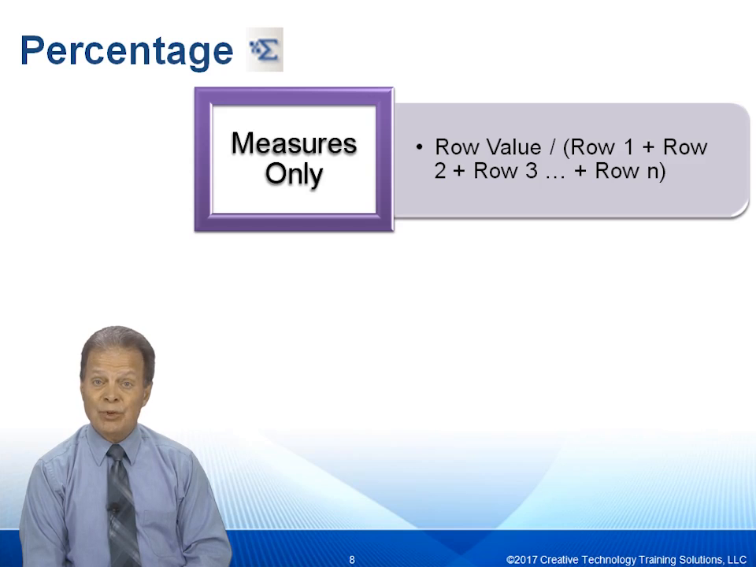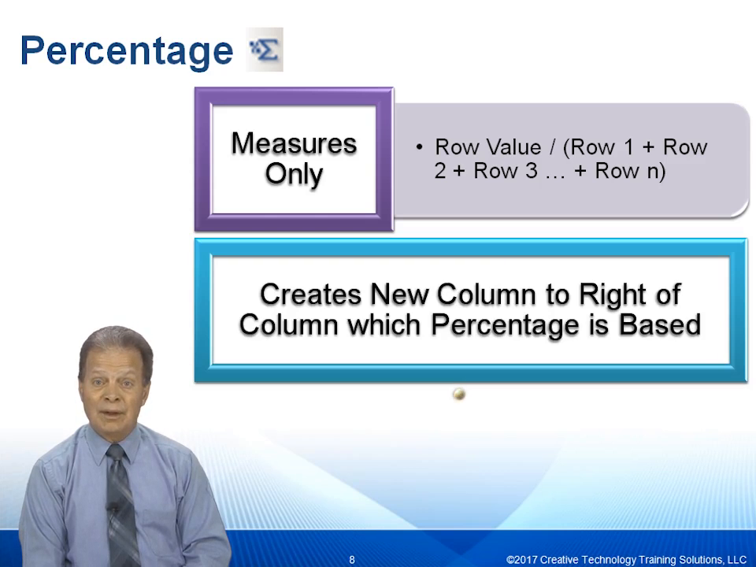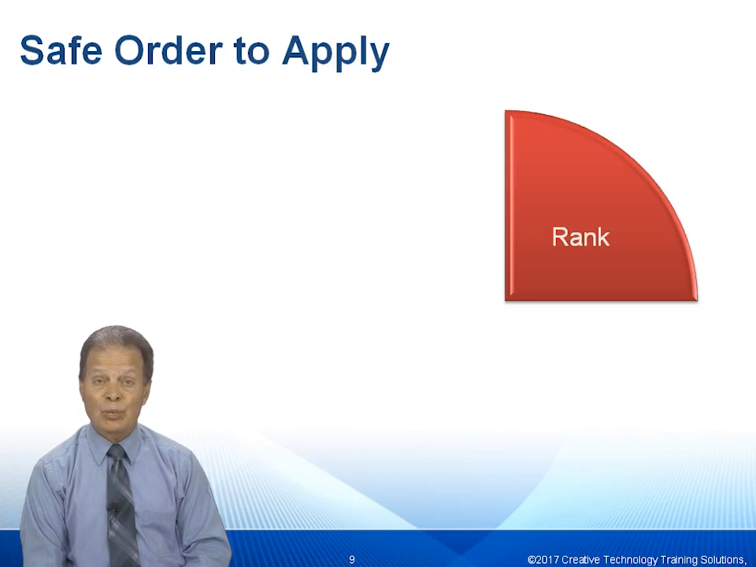Percentage, again, is used for measures only. It doesn't make sense to do a percentage on a dimension or even a detail object. It creates a new column to the right of the column where the percentage is displayed, and it gives you a mixture of calculations as well.